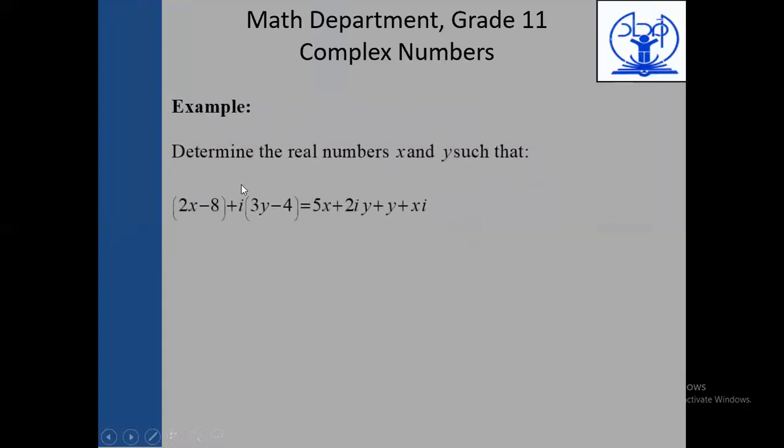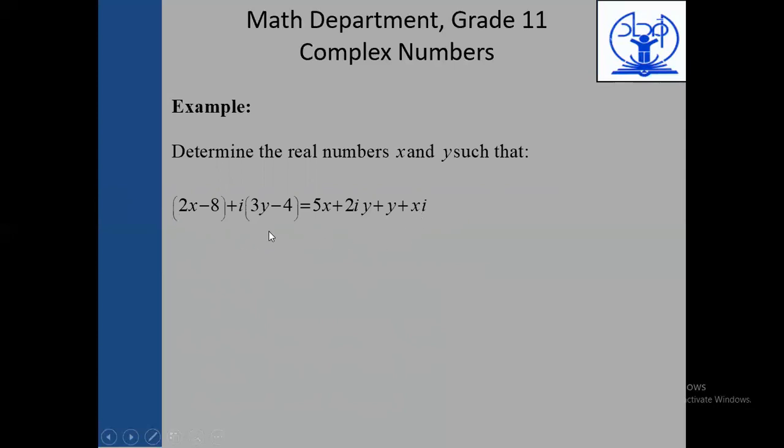Example, determine the real numbers x and y such that (2x minus 8) plus i times (3y minus 4) is equal to 5x plus 2iy plus y plus xy. There are two ways to solve this problem. One of the ways is to keep the left-hand side components to the left, and to keep all the components which are on the right, keep them on the right.